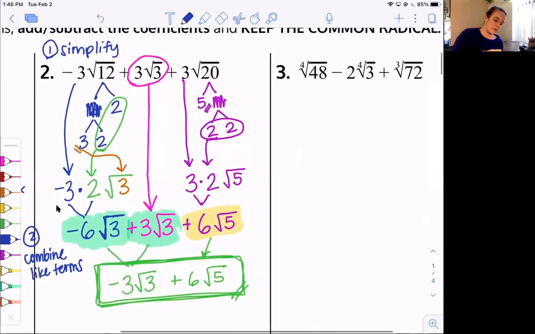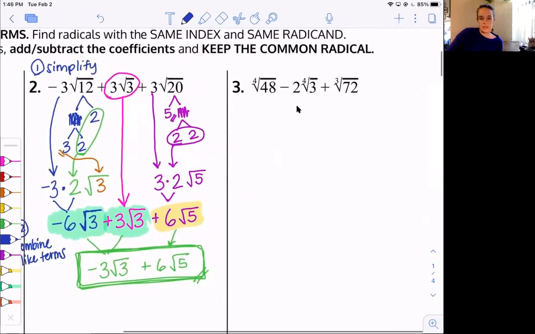As we finish up our poll, you can go ahead and write down number 3. It looks complicated, but we're going to work through it together. So we have the 4th root of 48 minus 2 times the 4th root of 3 plus the cube root of 72. Looking for my last 2 people to vote. If you haven't voted yet, go ahead and throw your vote in there.